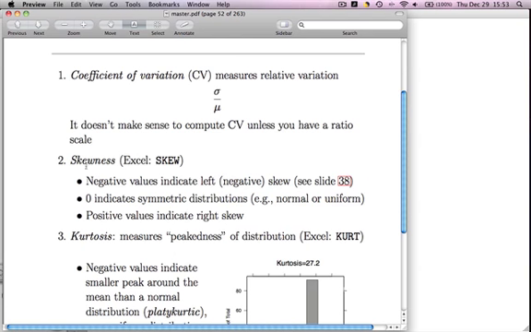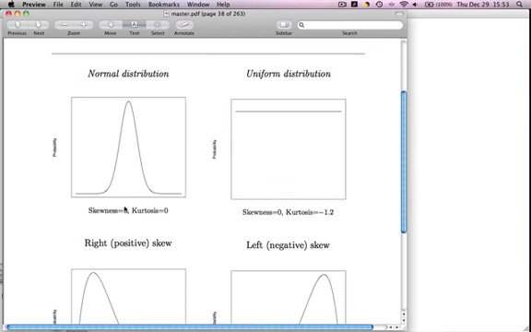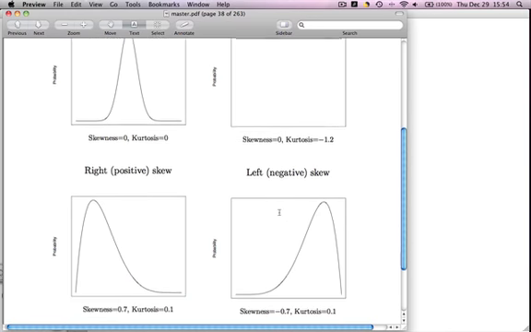One is called skewness. So skewness attempts to capture the skewness of a distribution in a single number. The interpretation is quite simple. So 0 means symmetrical. Negative values indicate left skewed. Positive values indicate right skewed. So let's go back to page 38, where we had some pictures of histograms. I've indicated the skewness below these histograms. So both the normal and the uniform have a skewness of 0 since they're symmetrical.